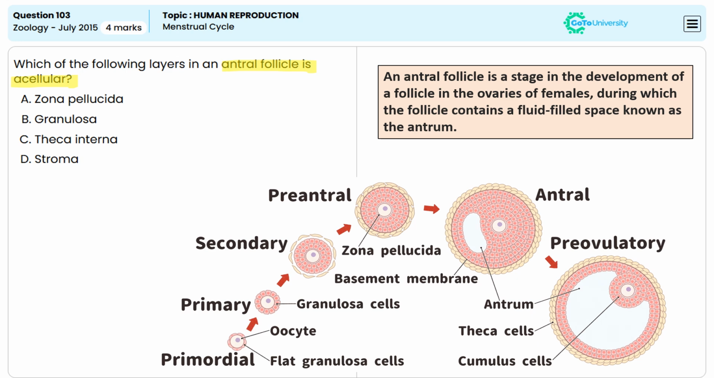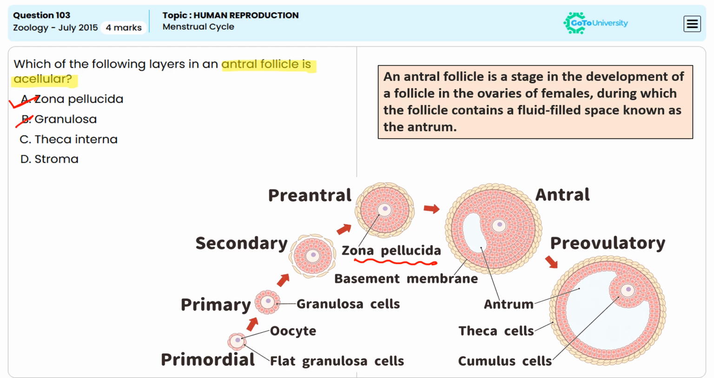Now, coming to the options, we have option A, zona pellucida. Zona pellucida is an acellular glycoprotein layer that surrounds the oocyte, that is the egg cell, in the follicle. And it is important for the fertilization process and plays a role in protecting the oocyte and facilitating sperm binding. So that means option A is the correct answer because it is acellular.